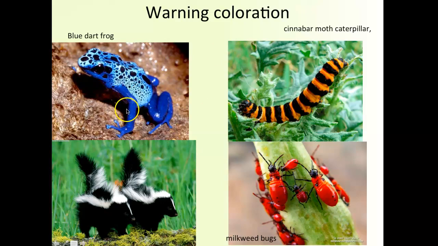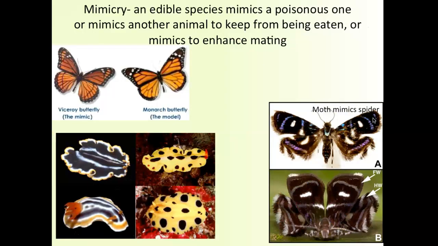And so this dart frog, for example, is very, very poisonous, and an animal that eats it will die. Skunks, of course, their coloration is to warn you that they have that really bad smell. These guys taste bad, and this cinnabar moth caterpillar is also poisonous. So then you have mimicry, where mimicry is where an edible species will mimic a poisonous one, or mimics another animal to keep from being eaten or to enhance mating.